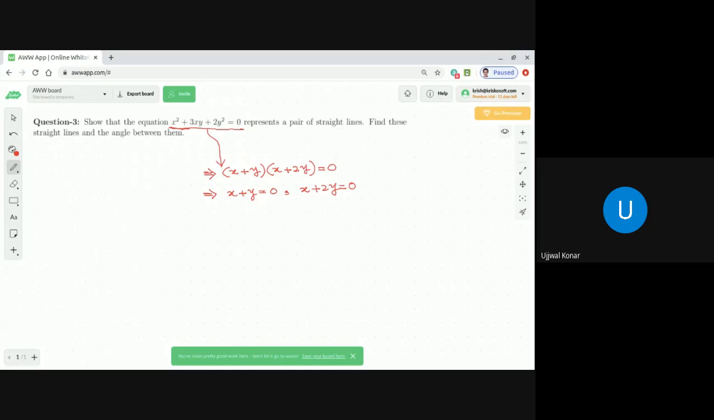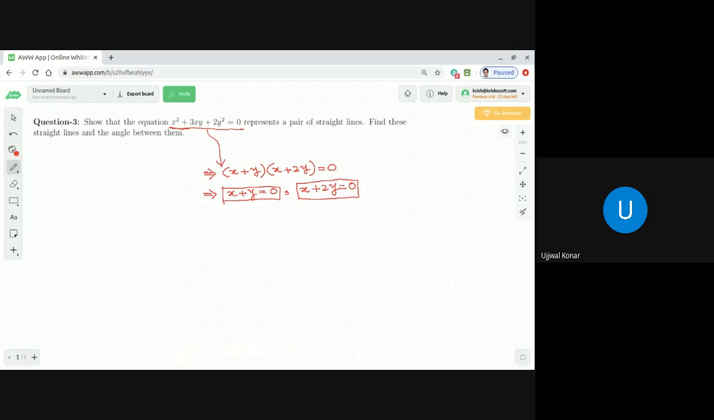The second portion of the question is to find those straight lines. So the first straight line is x plus y equal to 0, and the second straight line is x plus 2y equal to 0. These are the equations of the two straight lines. And now we are going to find the angle between them. I will appreciate it, dear students, if you also do along with me. Open your notebook and do along with me.